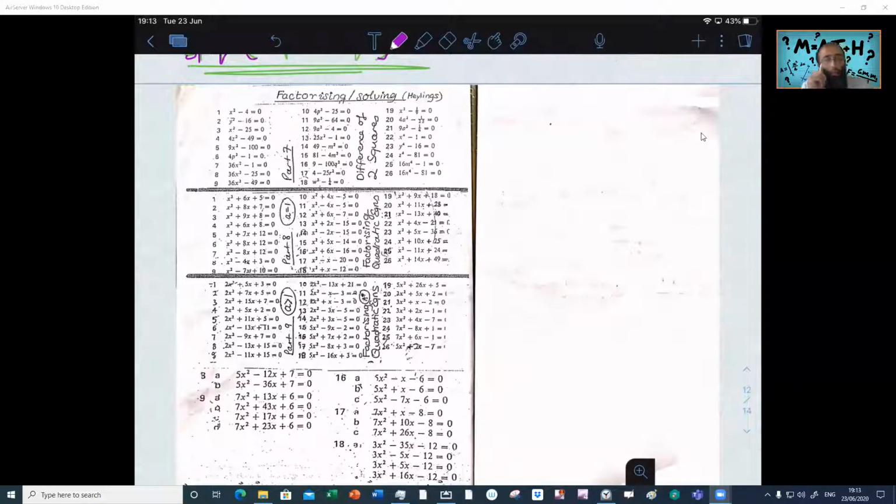Okay, right. So we're looking at factorizing and solving quadratic equations. So this particular part here, we are looking at these questions in this middle section here. Okay, now a quadratic equation.